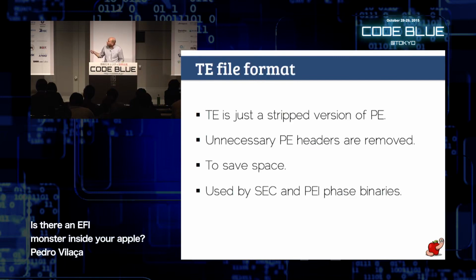TE is basically a version of PE, so nothing very complicated. What happened is that they removed some headers that are not used for anything or are not required. I guess it was to save space because the first BIOS or the first EFI were 2 megabits, so you need to save space. You can find this format only in these phases, the SEC and PEI phases. Everything in the DXE phase is PE, so you only have trouble here.